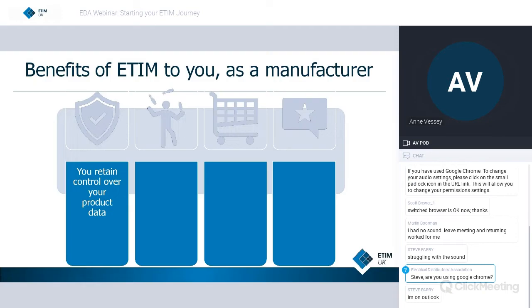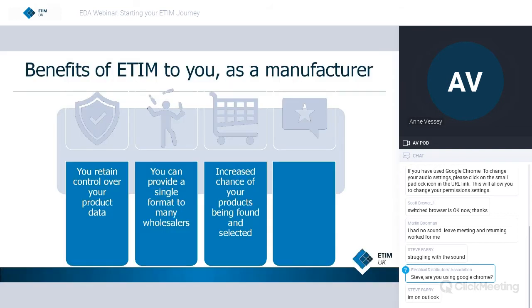So let's just look at the benefits of ETIM to you as a manufacturer. So you retain control over your product data. You're not leaving it to other people to second guess the important technical specification further on down the supply chain. It's about streamlining workload, because you can provide a single format to many wholesalers, and Richard will go on to explain how that works. So we're saving you time, we're saving you effort.